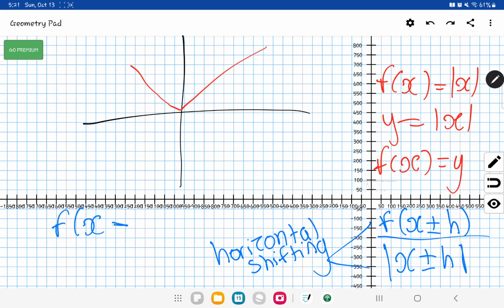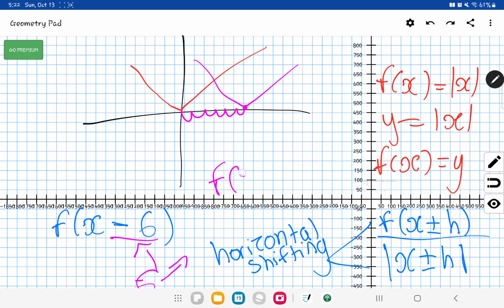Okay? So let's say they did f(x minus 6). What we are going to do is take the opposite of the number. So 6. What's the opposite of minus 6? 6. So we're going to move 6 units. That means 1, 2, 3, 4, 5, 6. So now the graph will be over here.